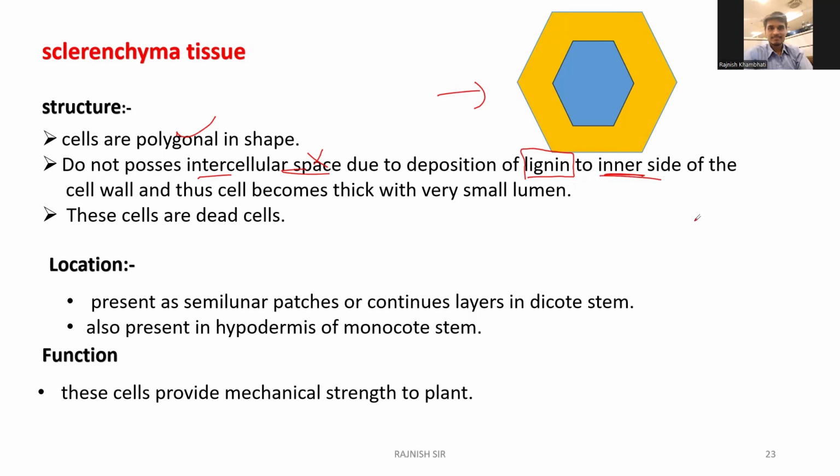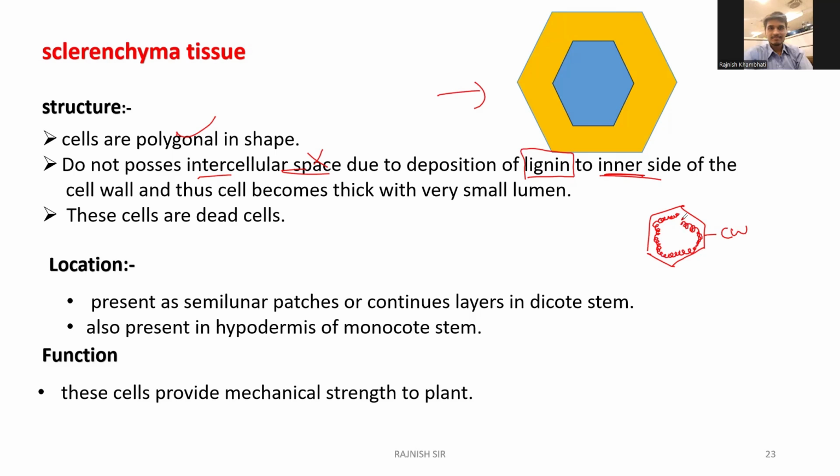Okay. So if I just draw the cell, this is that hexagonal polygonal cell. This is the cell wall of the sclerenchyma. This sclerenchyma cell wall will deposit lignin inside. So let me just put that lignin inside of the cell.